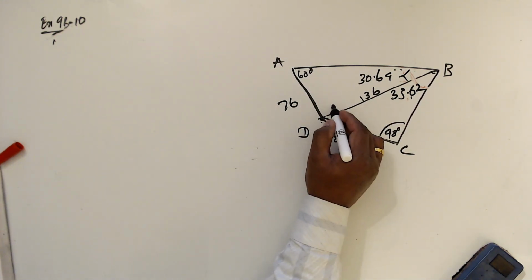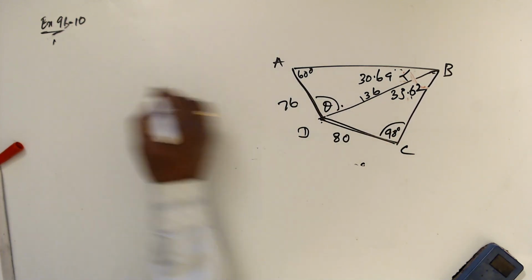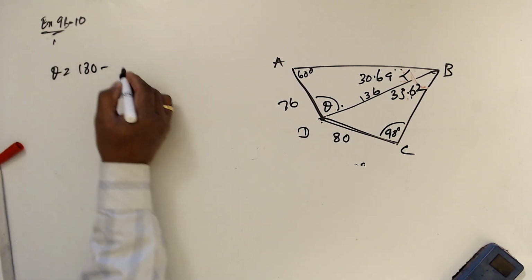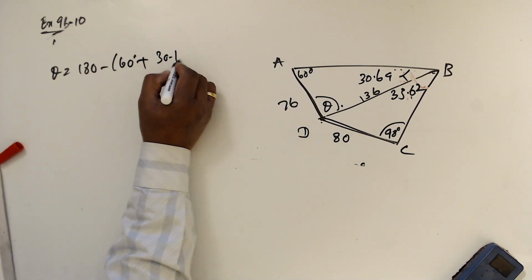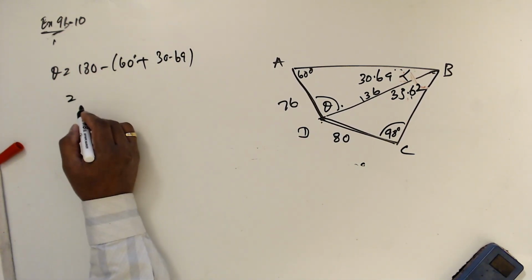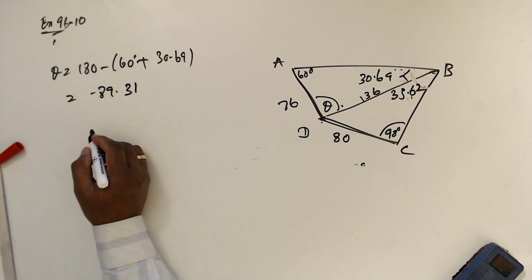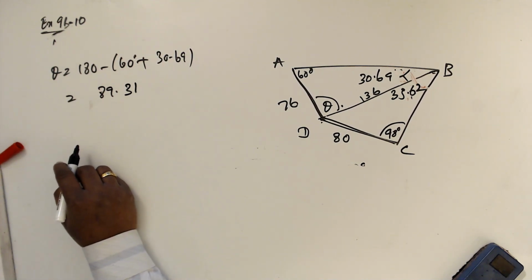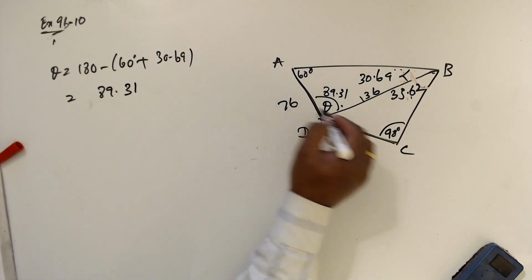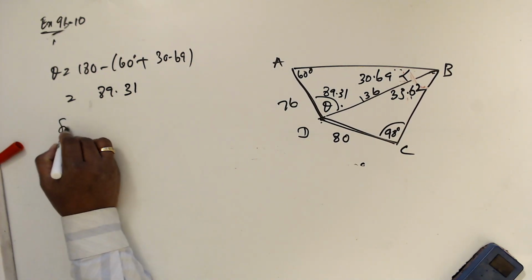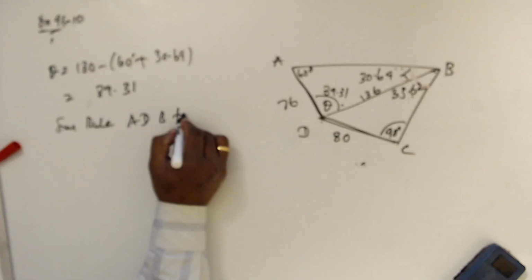So I will take this is alpha, this is theta. So theta equal 180 minus 60 plus 30.69 minus 89.31. So the 89.31, and so this is going to be 89.31. Now we'll put a sine rule to ADB triangle.